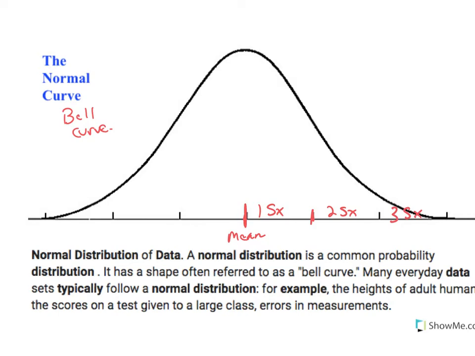And then also in the other direction. So this would be 1 below. This would be 2 below. This would be 3 below the mean. Remember, Sx represents standard deviation here.